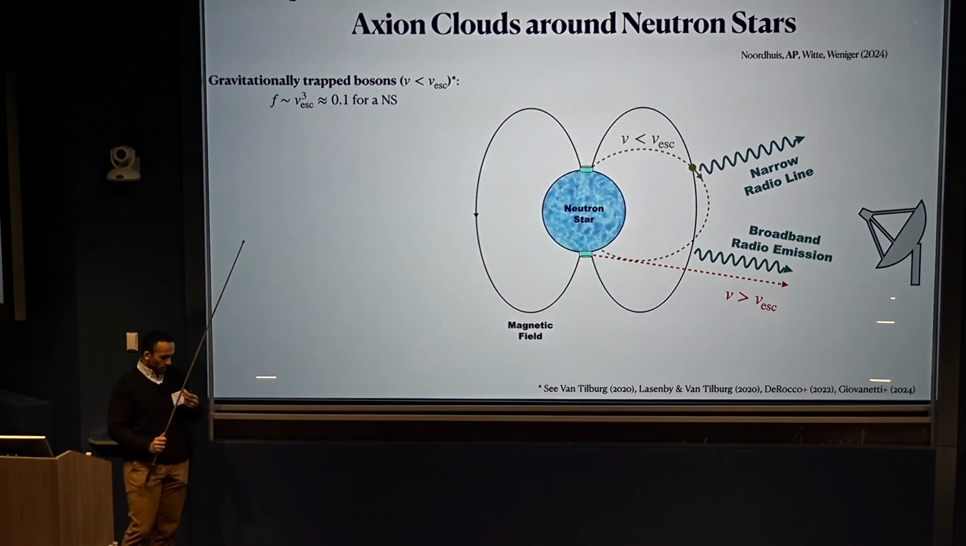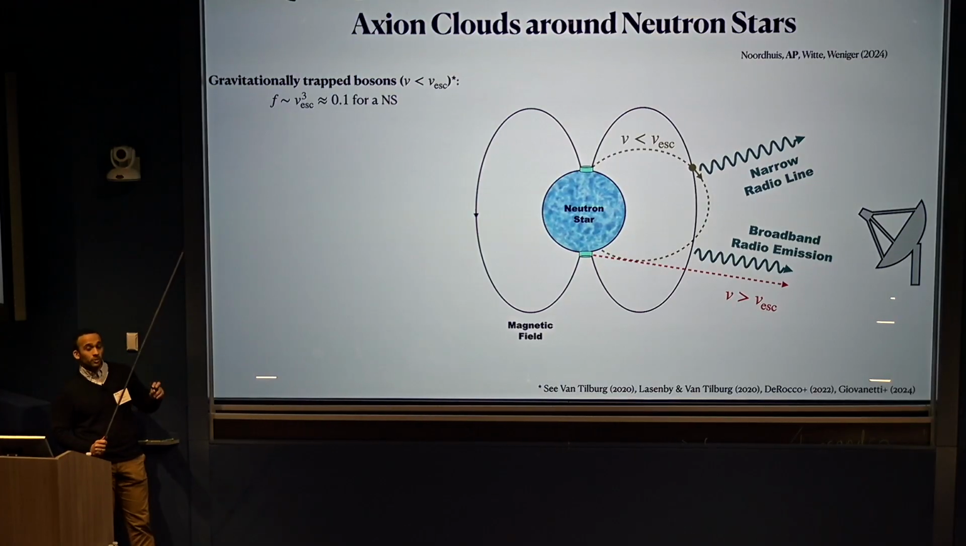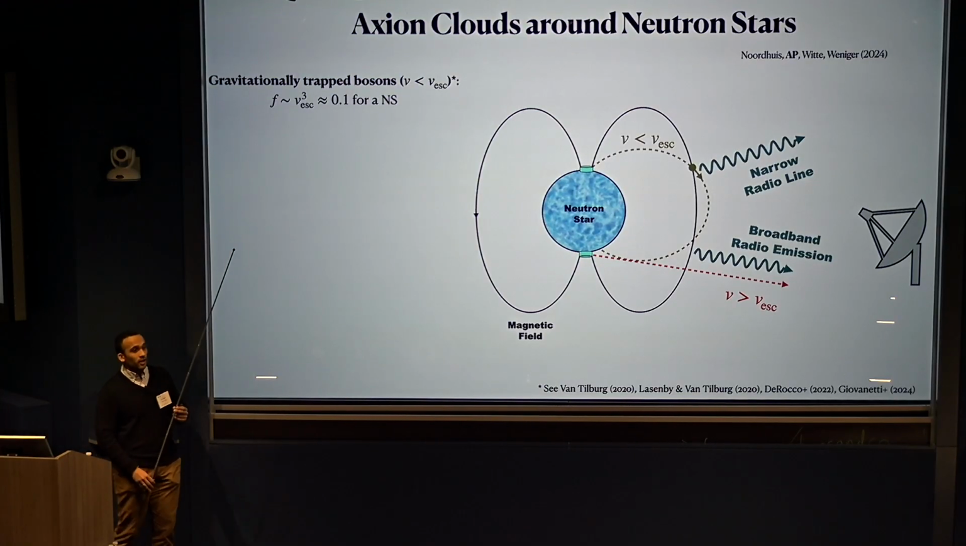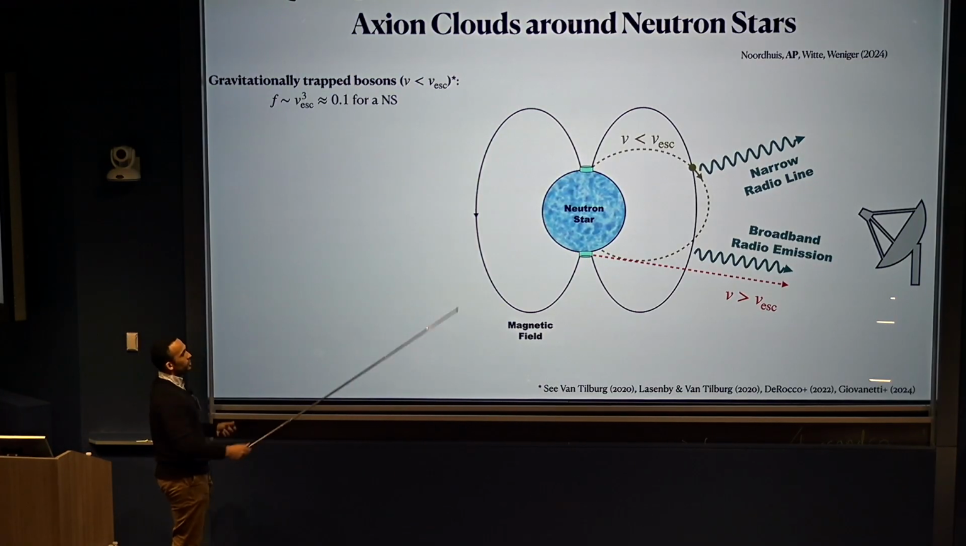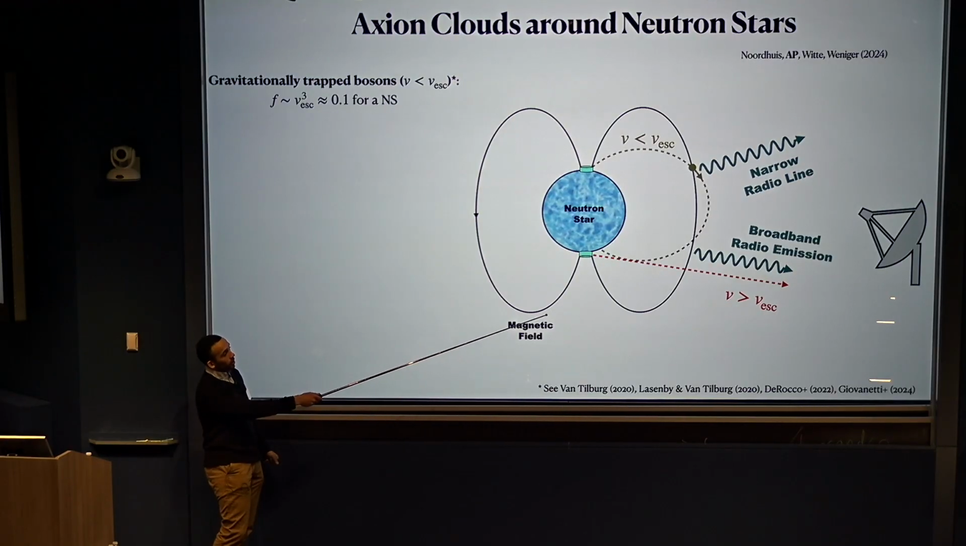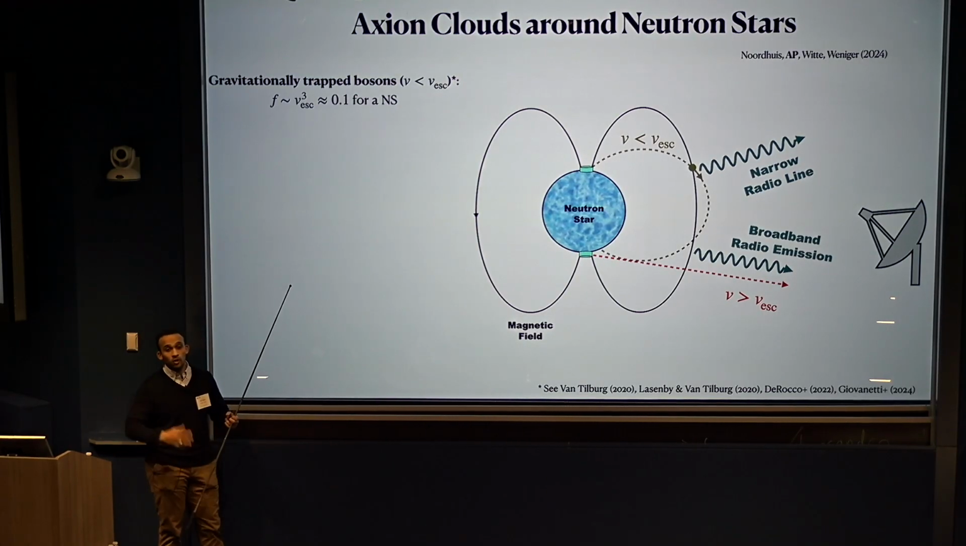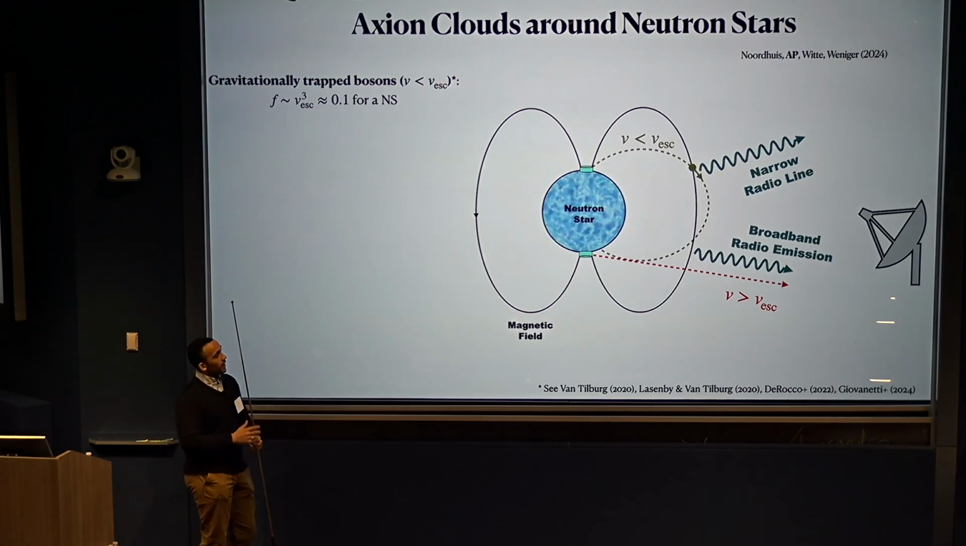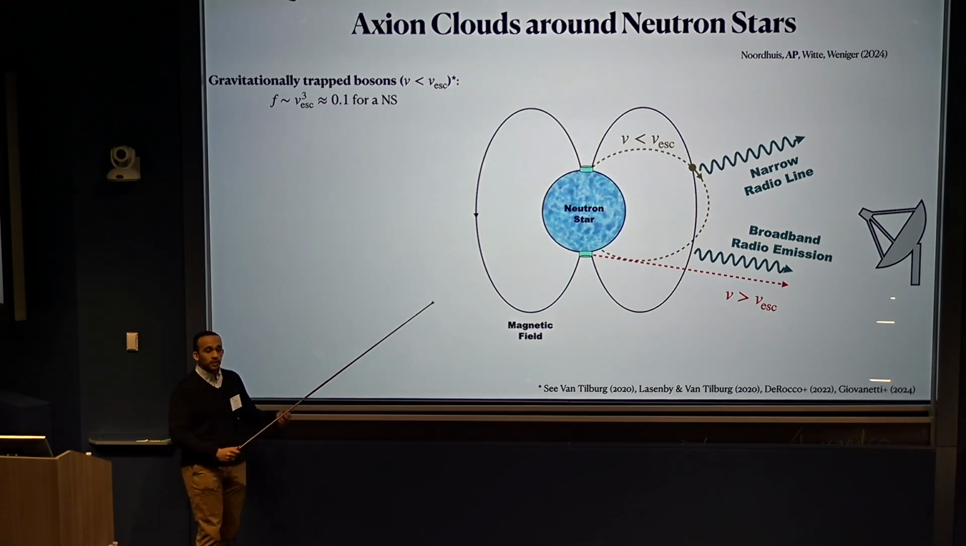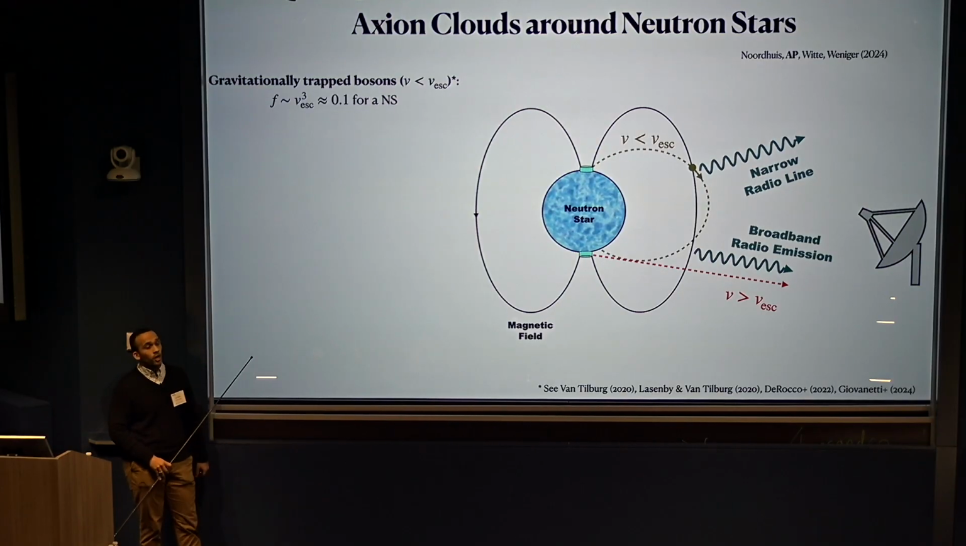So I want to examine two different populations of axions that you might see emitted from this gap region. One I just mentioned are particles whose velocity is large, or ultra-relativistic. These ones, as I mentioned, just escape, and on their way out, some tiny fraction of them might convert into radio photons.